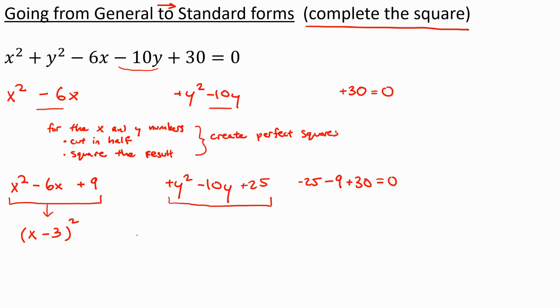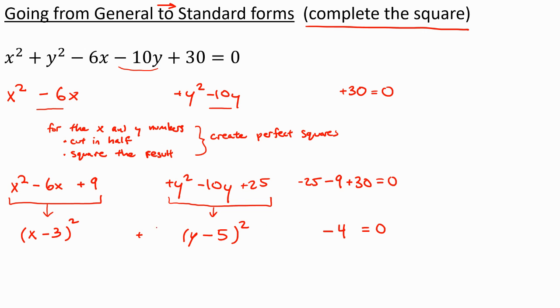We can do the same thing with our y's. The only two numbers that multiply to make a 25 but add to make a -10 is -5. This is not x though. This is y minus 5. There we go. Squared. And then after that, we've still got that -25, -9, and plus 30. So let's simplify that business. So -25 added to a -9, and then plus 30. And you get -4, hopefully. That's what I got.